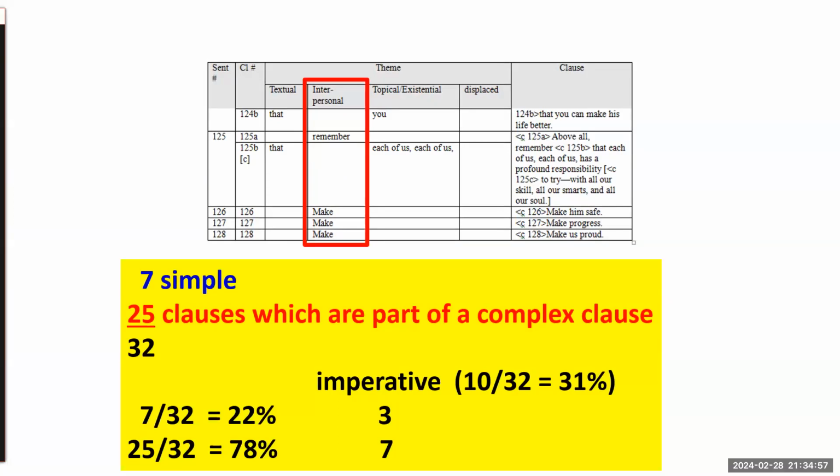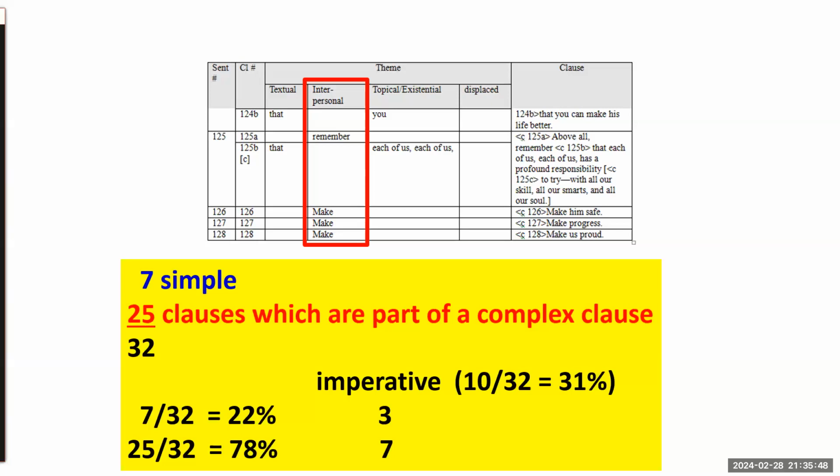Now, here is where you need to pay attention. In an imperative, who is the subject? You. Right? You is the subject on mention. You remember. So before, what we were looking at in terms of how many times does you occur, we have to look at in terms of the imperatives. We have 7 simple, 25 complex clauses. 7 simple, 22%, 3 of them are imperatives. Out of 25, which is 78%, 7 are imperatives.